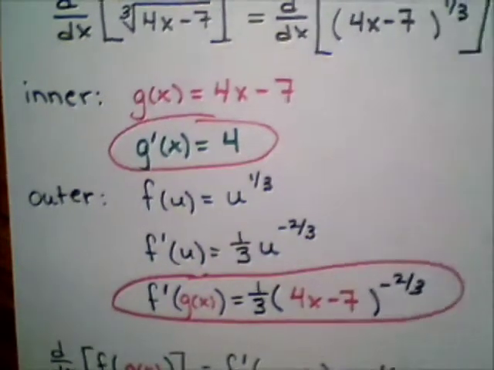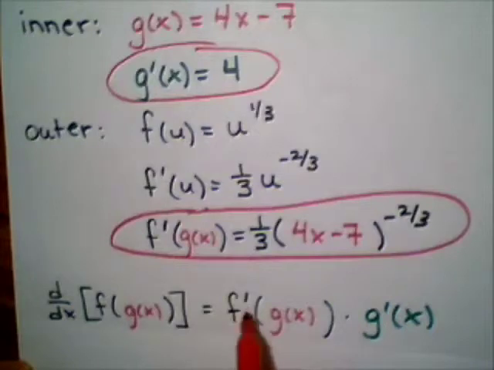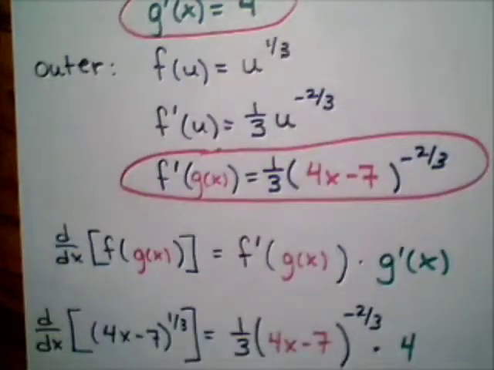Okay, again, the derivative of a composition, f composed with g, is f prime at g times g prime at x. I probably should have given you a moment to write this down yourself. So the derivative of our cube root of 4x minus 7 is going to be 1/3 times 4x minus 7 to the negative 2/3 times 4.